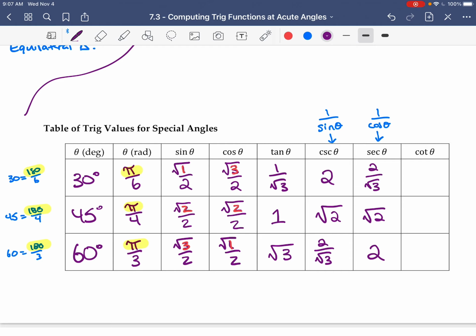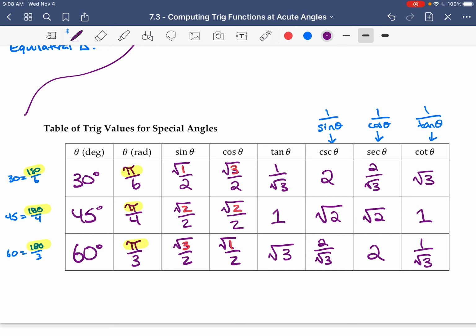Cotan is 1 over tan theta. So flip the tan theta ones. So this one's going to be root 3. This one's still 1. This is our 1 over root 3. So those are our trig functions for those special angles.